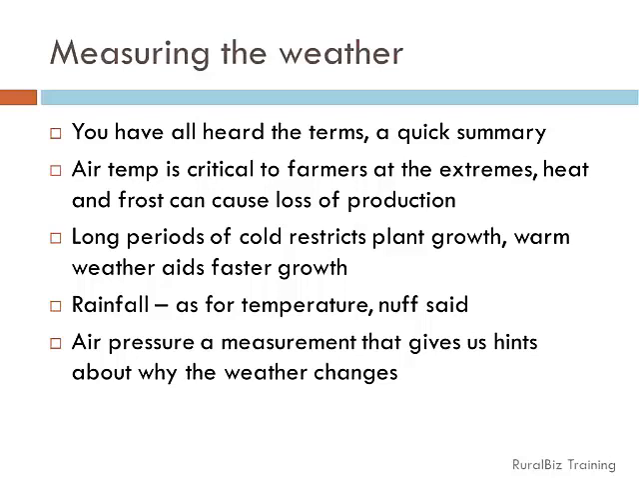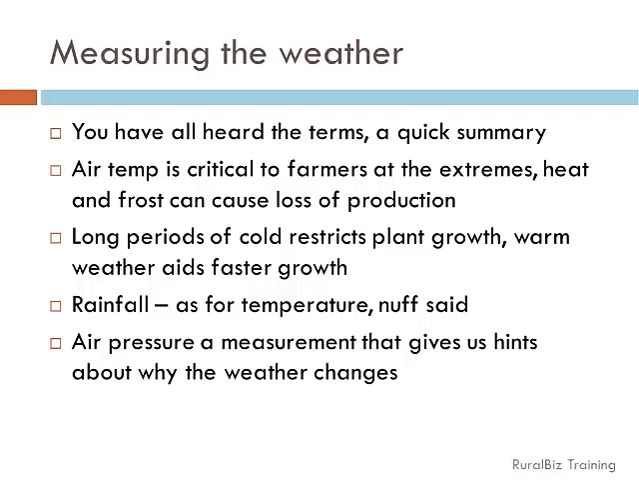So measuring the weather. We've all heard the terms on the telly, watching the weather presenters do their thing. We'll just have a quick look at these things from the context of farmers. Air temperature is critical to farmers at the extreme. Heat and frost can cause loss of production. Long periods of cold restricts plant growth. Warm weather aids faster growth.